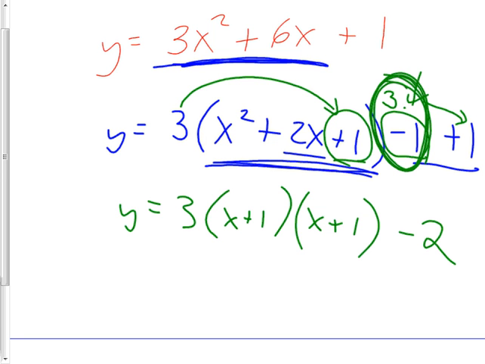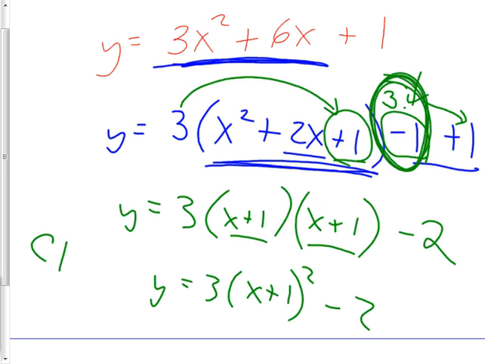And now why isn't it in perfect square form? Just because that and that haven't gone together yet. y equals 3(x plus 1) squared minus 2. Now it's in vertex form. That's what I was doing. CTSVF. Complete the square for vertex. Actually, FV, sorry.